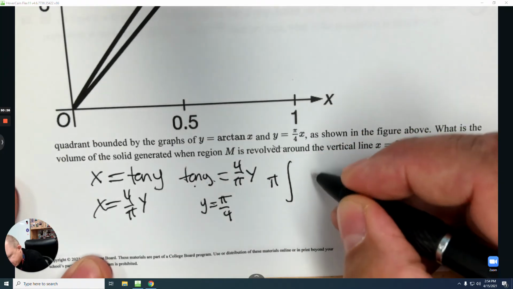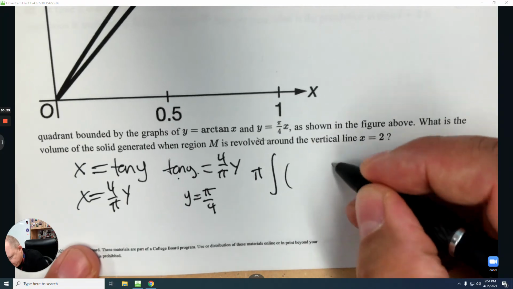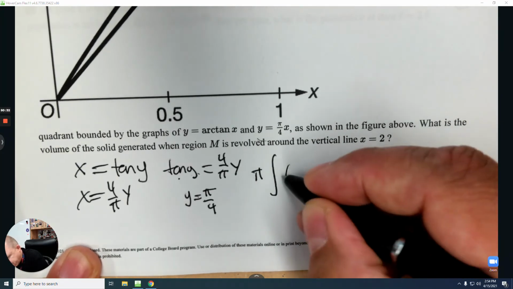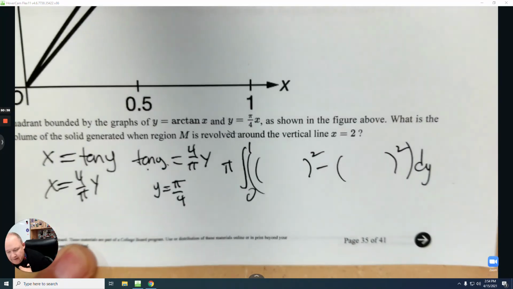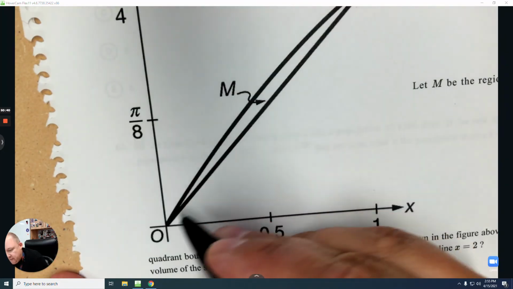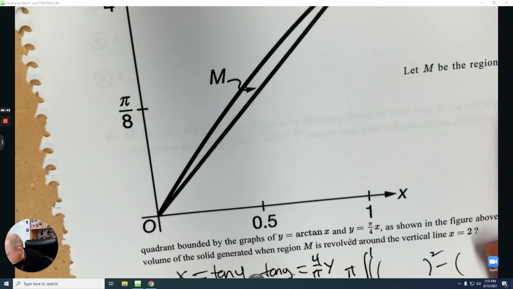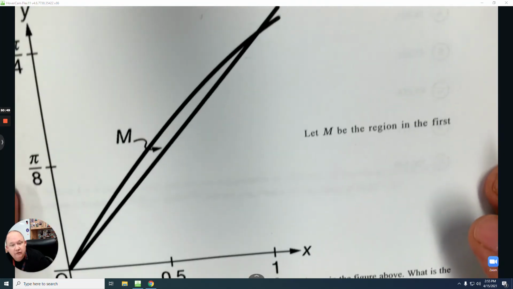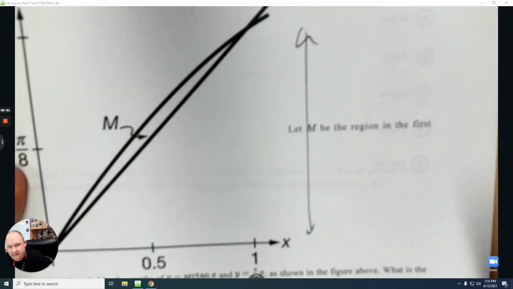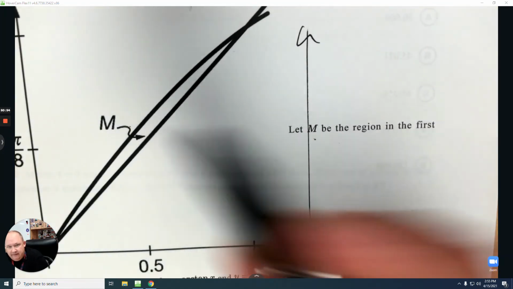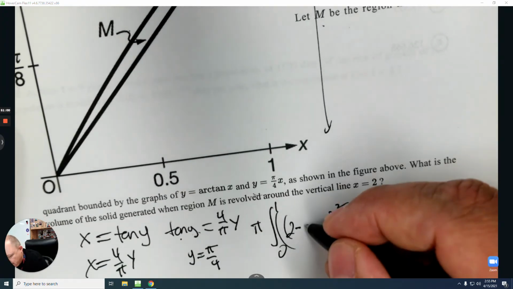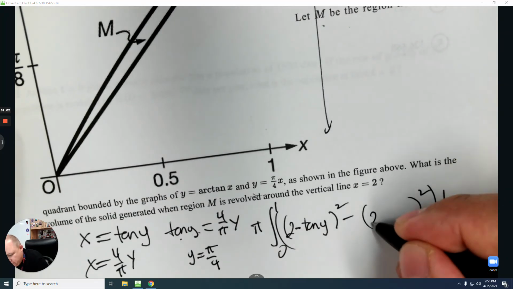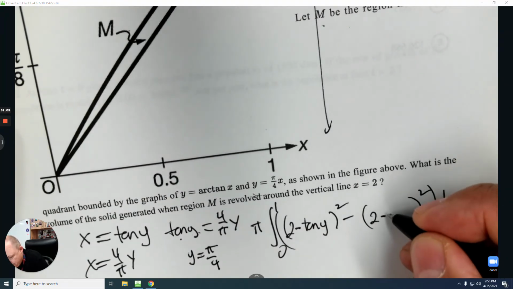It's a circle. It's a washer. And we're going to go from 0 to 1. And it's right subtract left. So on the right is the line. Oh, it's revolving around line 2. Sorry, so 2 is here on the right. So when I go right subtract left, it's going to be the curve first. So it's 2 subtract tangent y. And then 2 subtract the line, which is 4 over pi y.